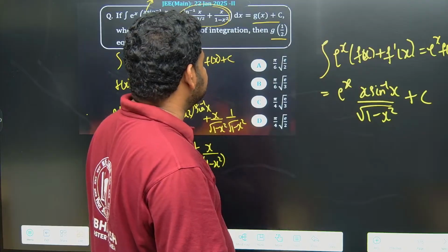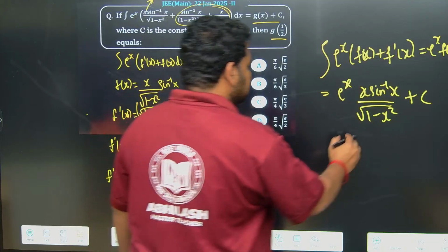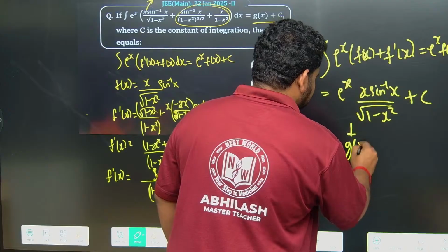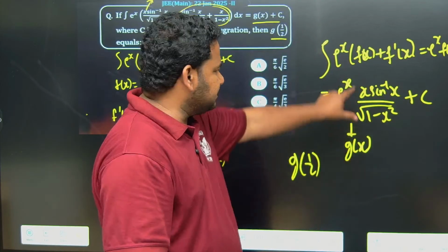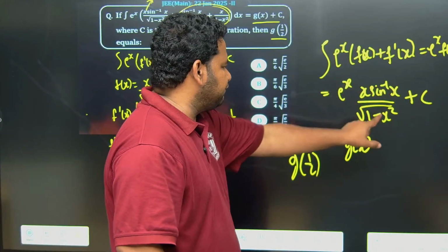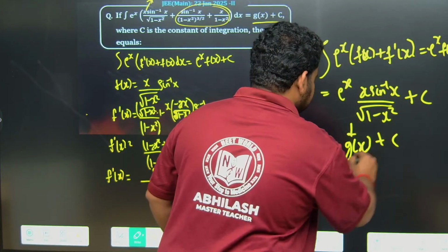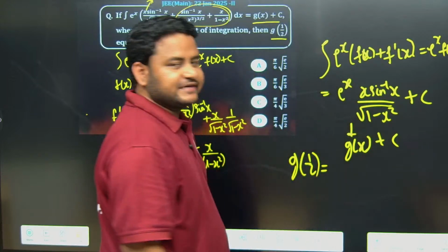Now they are asking us to find g of 1 by 2. This is just g of x plus c, so you have to leave the constant. They are asking us to find g of 1 by 2, so wherever x is there, I have to put 1 by 2.